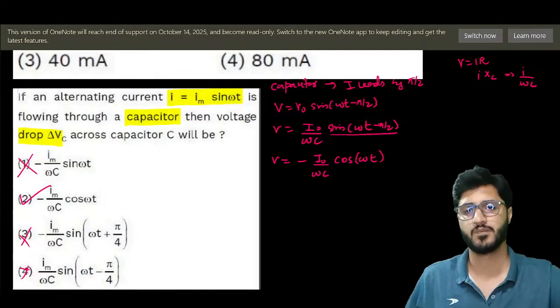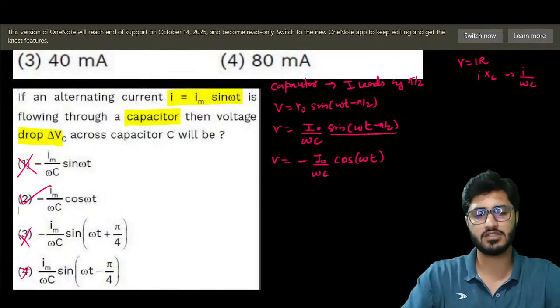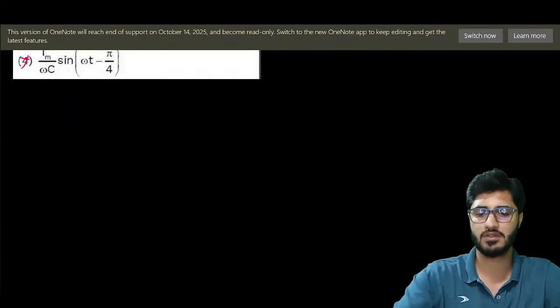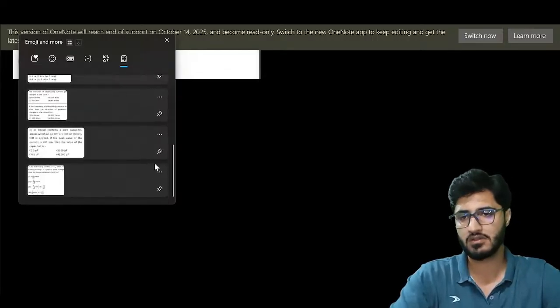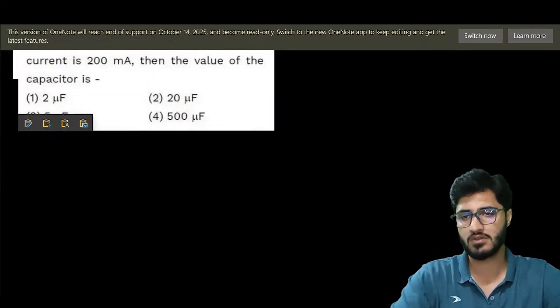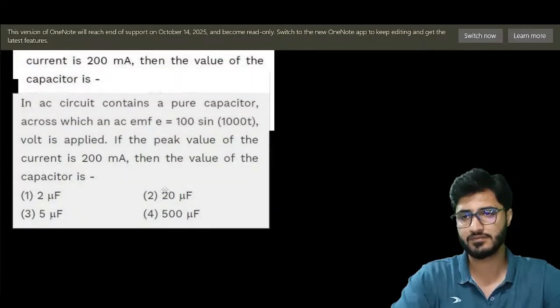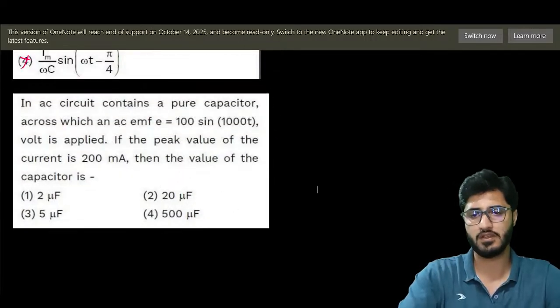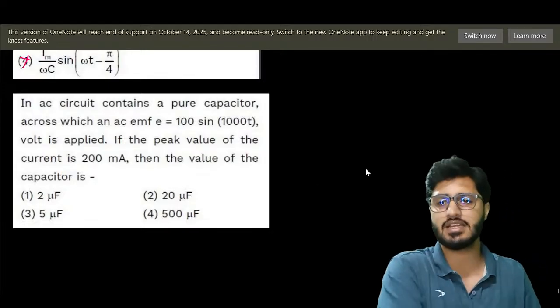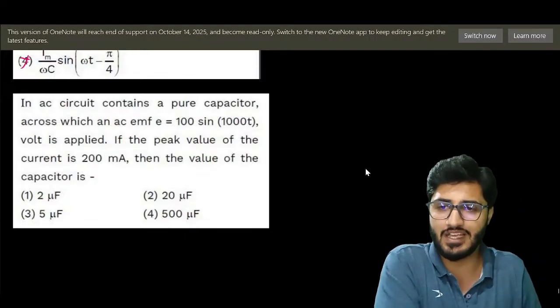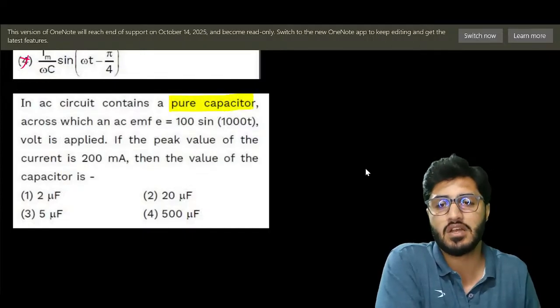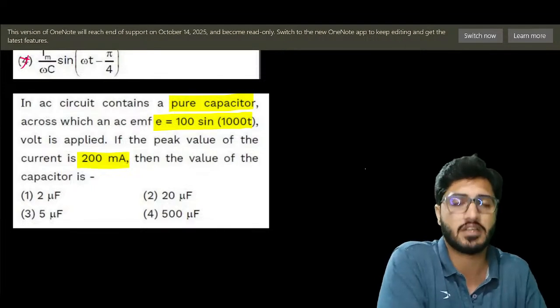Okay. Next numerical. Next numerical is in an AC circuit with a pure capacitor. Pure capacitor means current leads. Now my EMF equation is given like this. If the peak value of current is 200 milliampere, what is the value of the capacitor? So how can we get it?